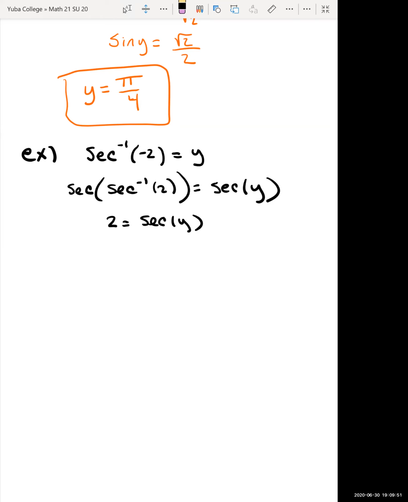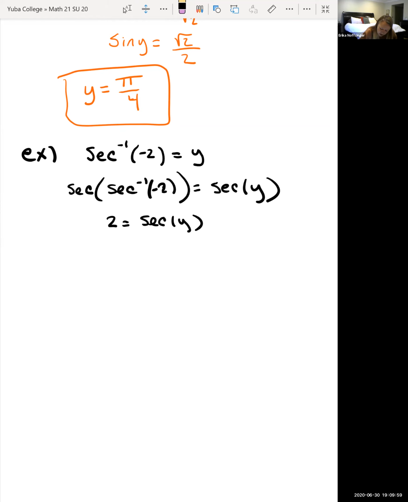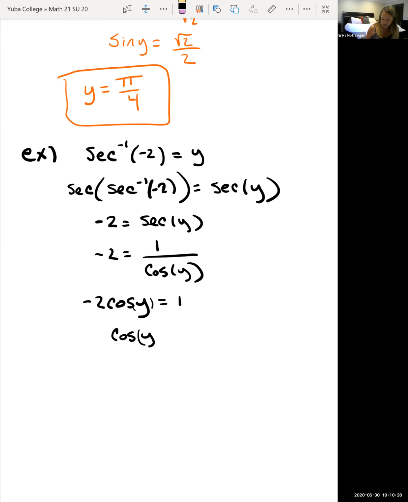Wouldn't it be -2? Oops, thank you, -2. Drop my negative. So -2 is equal to secant of y. Let's now rewrite it in terms of sine or cosine. Secant is 1 over cosine of y. So let's multiply both sides by cosine of y. We get -2 cosine of y equals 1. Let's divide both sides by -2. We're looking at when is cosine of y equal to -1/2.